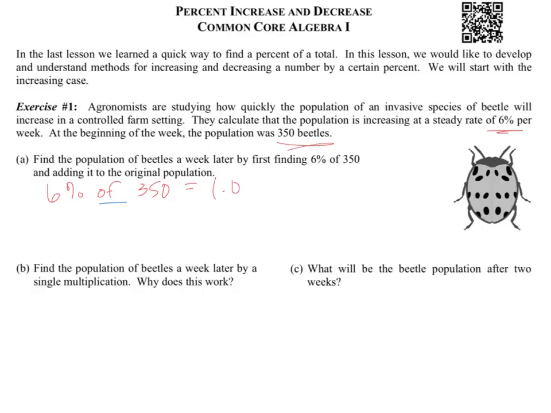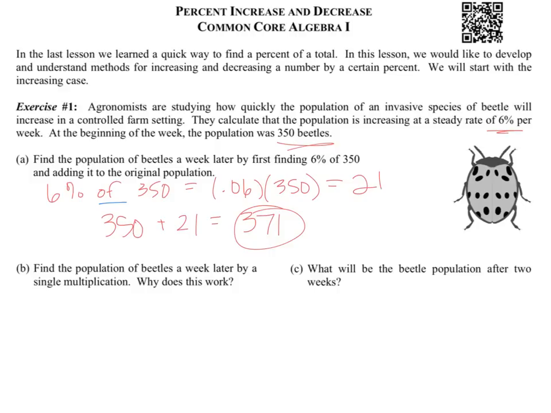So 0.06 times 350, and a calculator will quickly tell you that is 21. So it increases by 21. So we're going to add it to the original population, and it's 371 beetles a week after. So find the population of beetles a week later by a single multiplication.